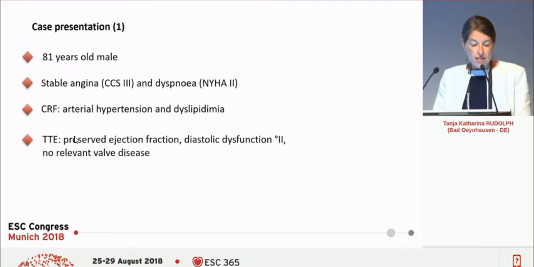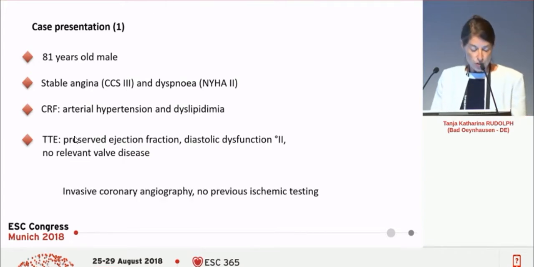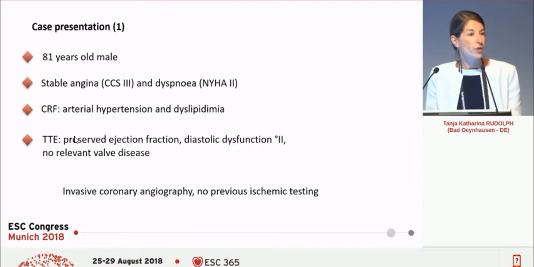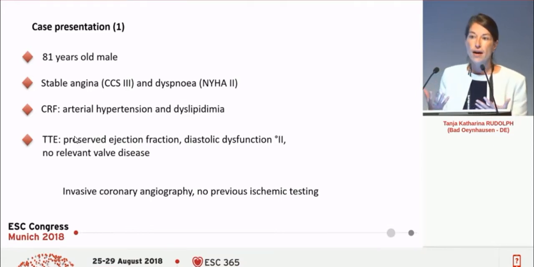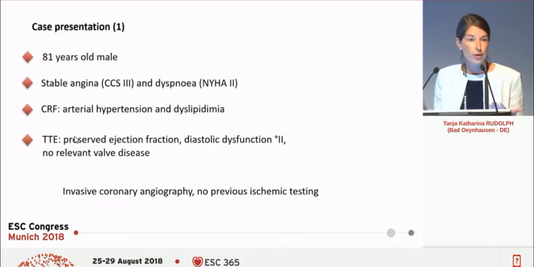The first case is an 81-year-old male patient who presented to our department with stable angina and dyspnea. As cardiovascular risk factors, he had arterial hypertension and dyslipidemia. The echo was basically normal despite a light diastolic dysfunction. He was assigned to go directly to invasive coronary angiography because, due to his age, the typical symptoms and also the risk profile, he's a patient with a very high probability of having obstructive coronary artery disease.